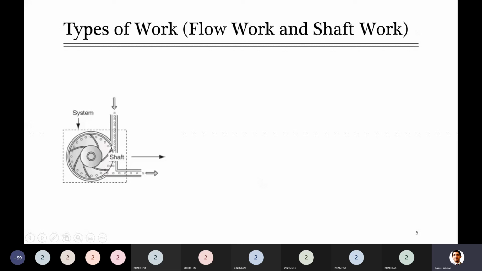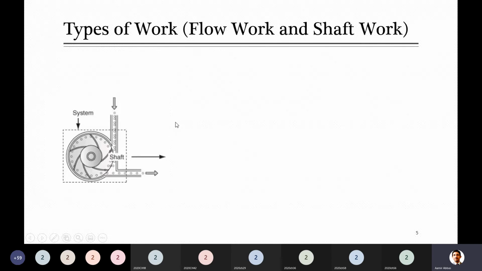Have you seen such phenomena in your surrounding? What does the motor do? Yes, water comes in contact and it is pushed at high pressure. Yes, good. So in this case, this system is doing work on the surrounding. What was your surrounding? The surrounding was the fluid which was coming in contact with this rotor. This work is done with the help of a shaft, because the shaft is connected with the electric motor, so that work is called shaft work.